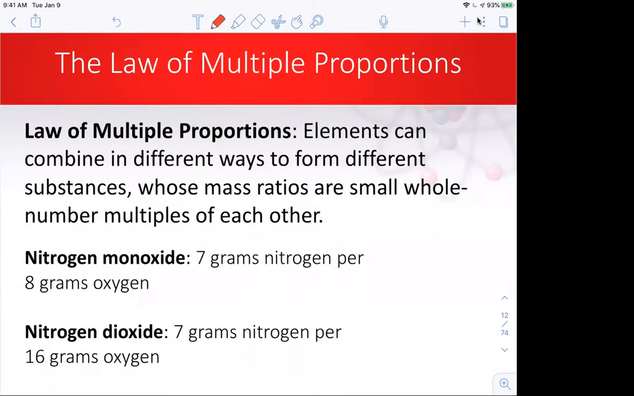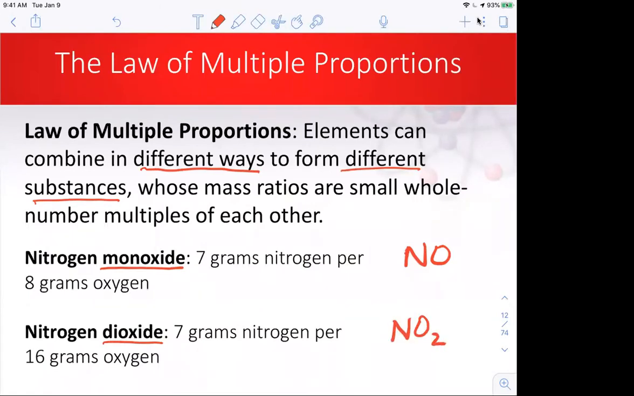The third law is the law of multiple proportions. Elements can combine in different ways to form different substances. The mass ratios are going to be small whole number multiples of each other. So I could have nitrogen monoxide, which is NO, or I can have nitrogen dioxide, which is NO2.